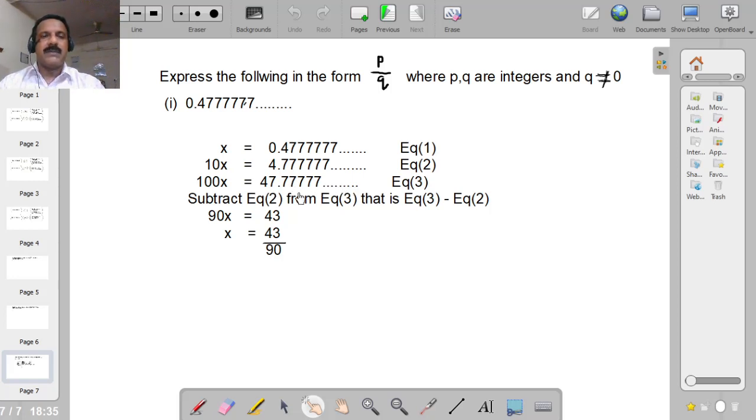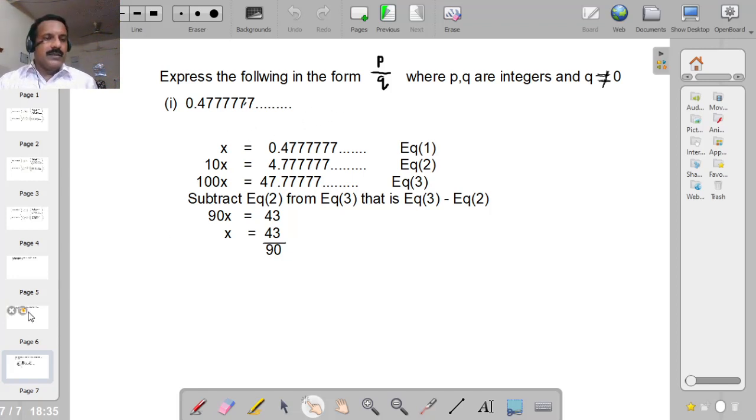Now we will subtract equation number 2 from equation number 3, that is equation number 3 minus equation number 2. So we subtract 10x from 100x, that is 100x minus 10x, and we get 90x. Then we subtract 4 from 47, and 47 minus 4 is equal to 43. Therefore x is equal to 43 over 90. So this is the P by Q form of the number 0.47777.